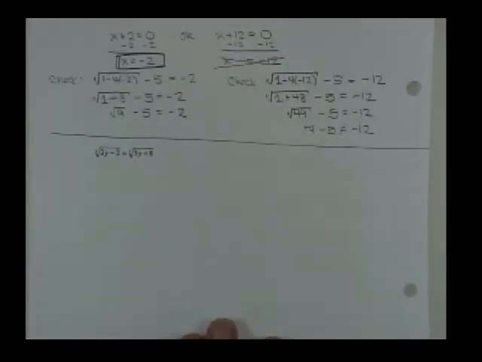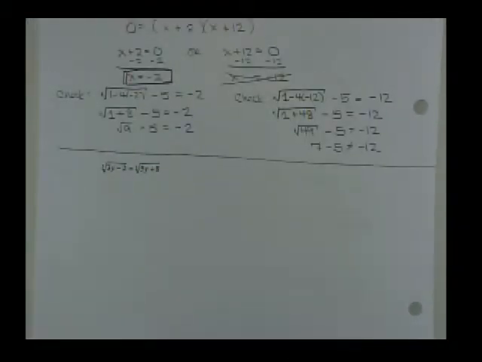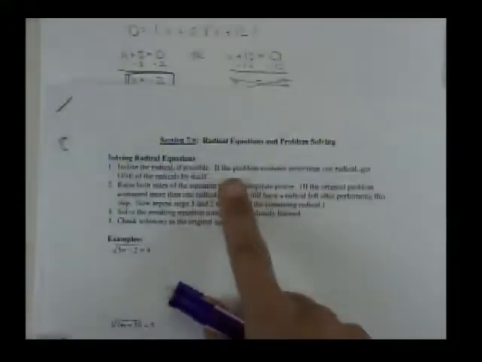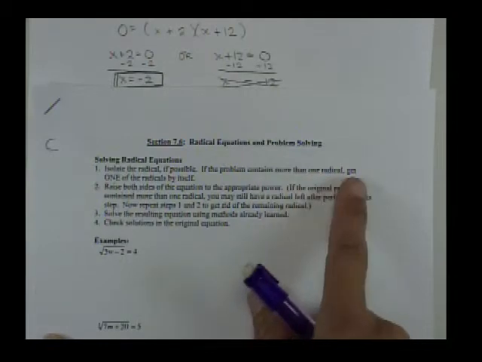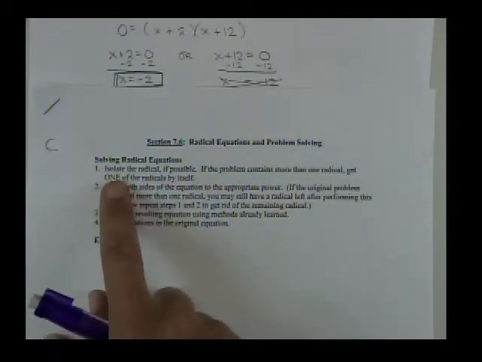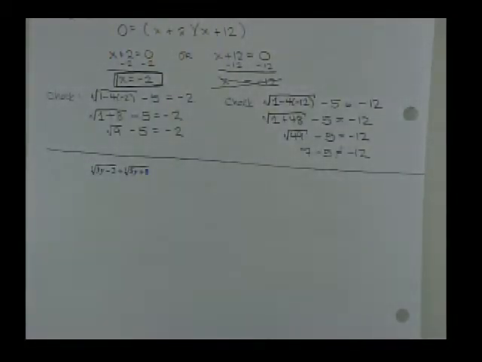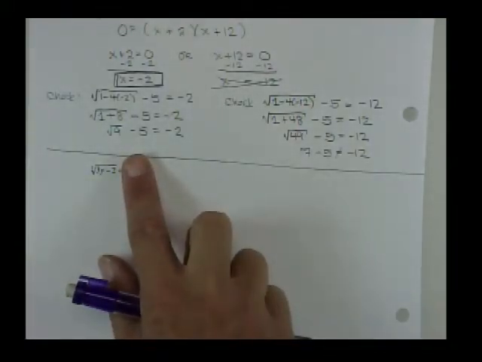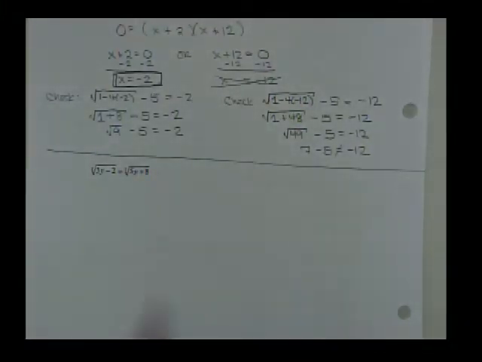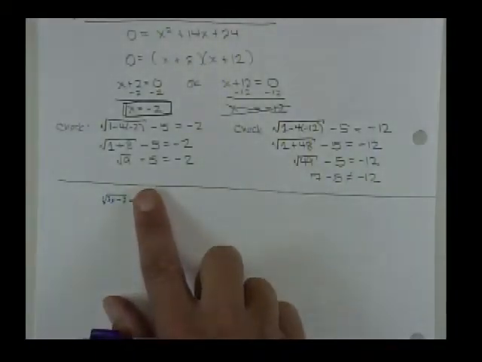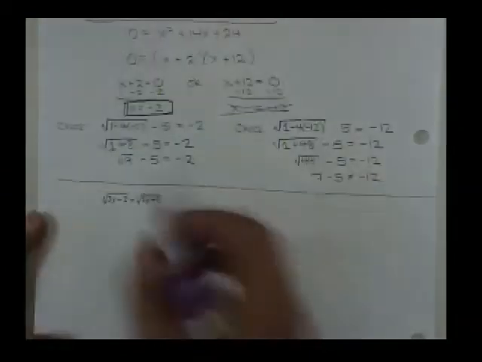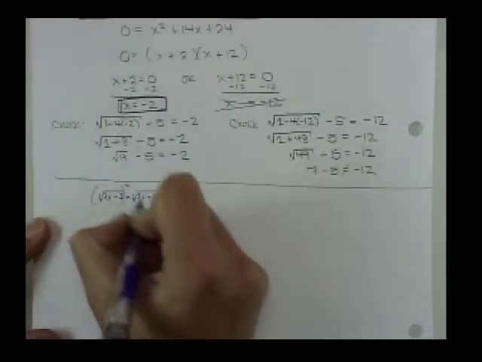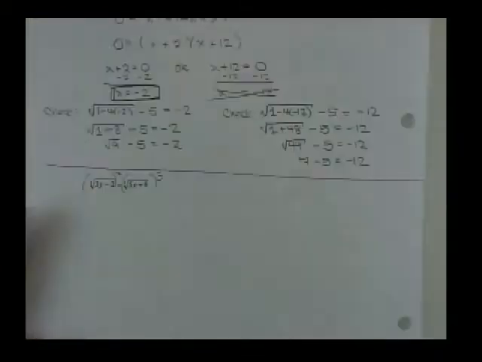Okay, so here this problem involves 2 radicals, but it says, okay, if the problem contains more than one, get one of the radicals by itself. Well, in fact, they're each by themselves, but if you just focus on that one, it's by itself on the left. So focus on just getting rid of this one. So we would raise both sides to what power? The third. And that's actually going to get rid of the radicals on both sides of the equation.